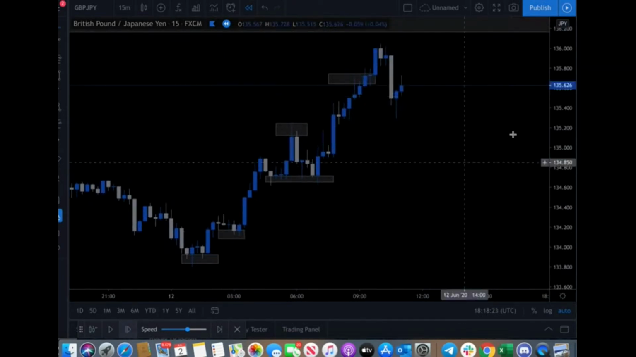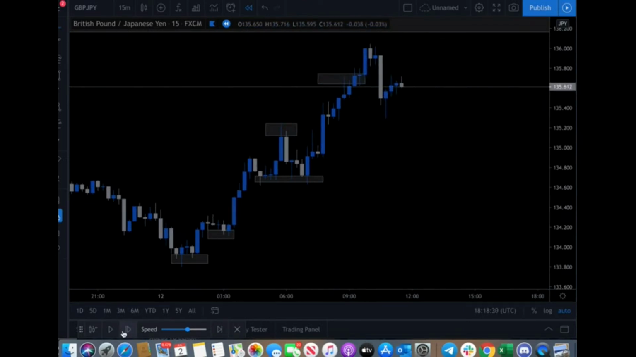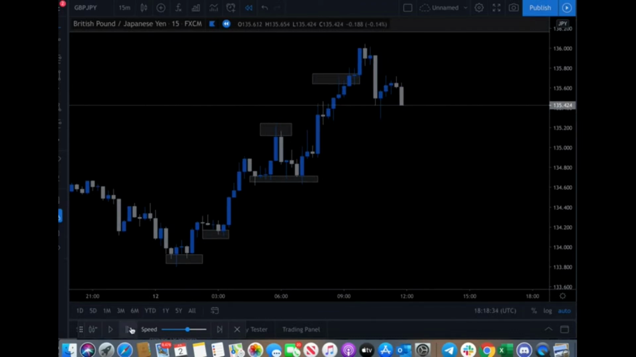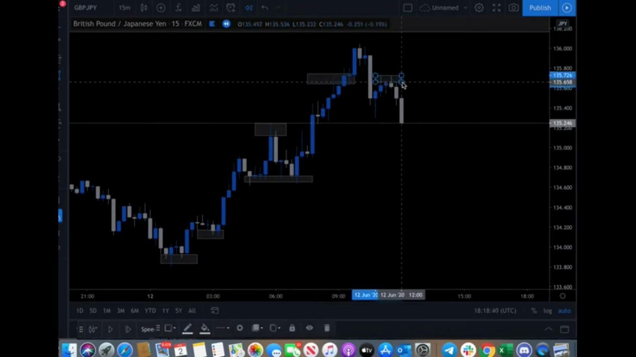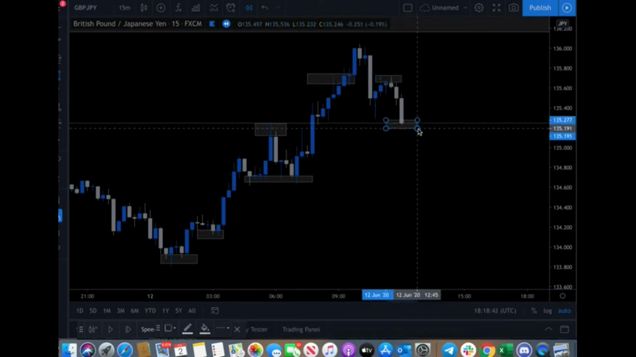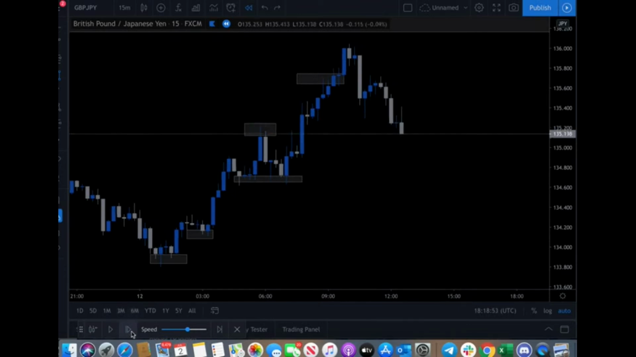So you can see we've had some sort of reaction off this level, but we're still waiting for structure to change, okay? Okay, so what we see here is the first lower high and the first lower low in terms of structure. So now the structure's starting to change. What I want to see is a pullback, an exhaustion, and a sign that we will continue to the downside.